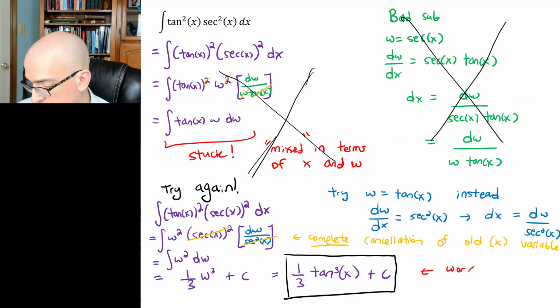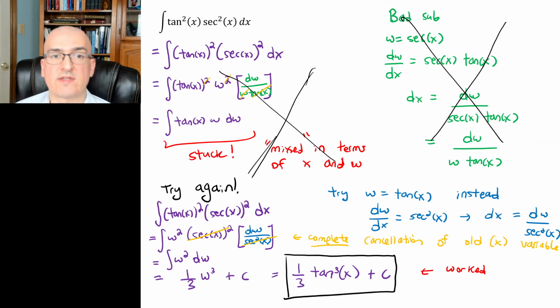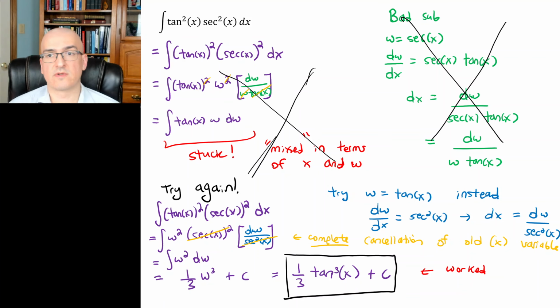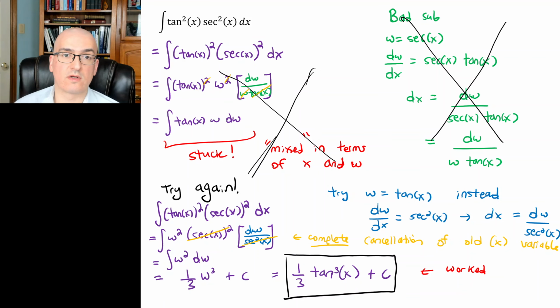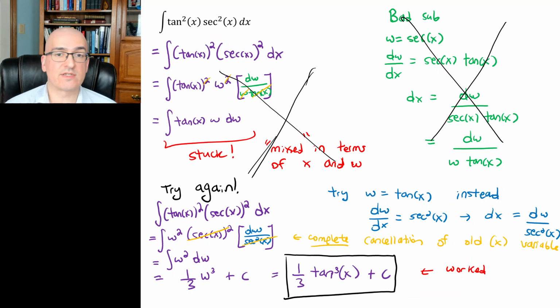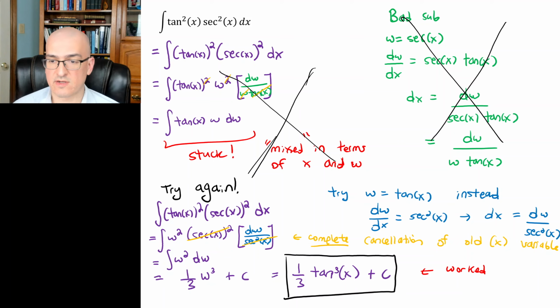So that one worked. W equals tan of x was the correct substitution to use here. W is equal to secant of x was wrong. It was wrong because it led us to a dead end, an expression that mixed the old variable and new variable together, and you never want that.